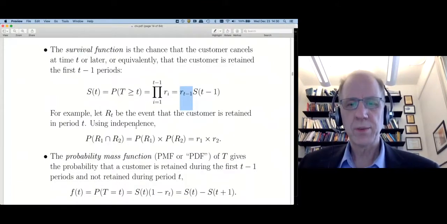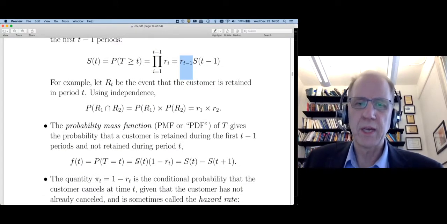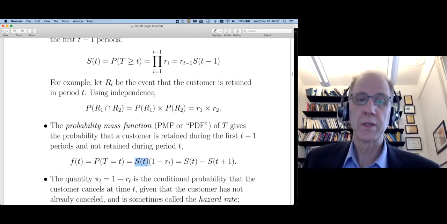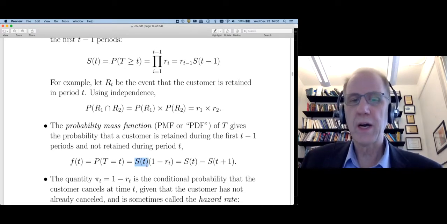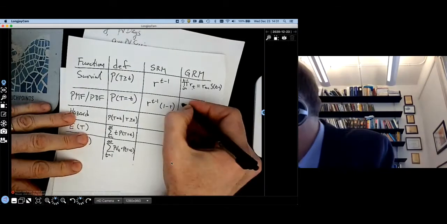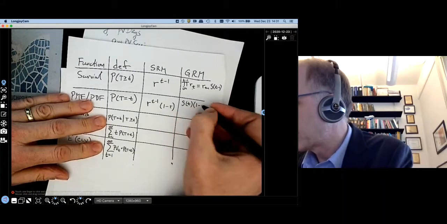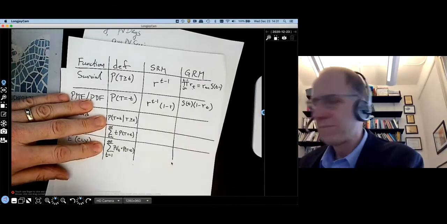For the general retention model, the basic principle is the same. I'm interested in what's the probability that you survive up until time period t minus 1, and then I have to lose you. So let's just go write this in. This is going to be S at t times 1 minus R sub t.